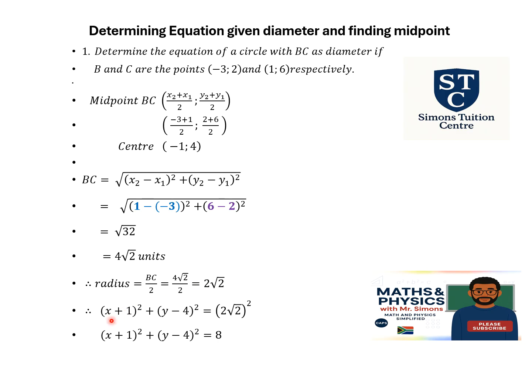So my equation becomes (x plus 1) squared plus (y minus 4) squared equals (2 times square root 2) all squared, which gives me 2 squared, 4, times square root 2 squared, which is 2. So 4 times 2 gives me 8. And there we found the equation of my circle.